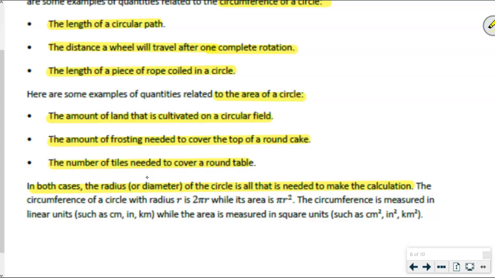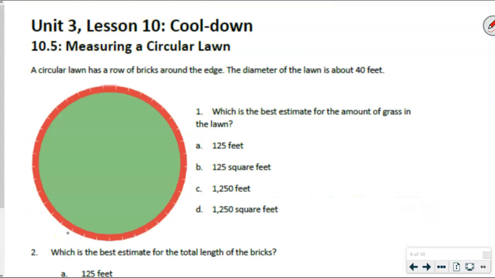If I give you the diameter, we can divide by 2 to find the radius and find the circumference. If I give you the radius, we can multiply that by 2 and use that to find the circumference. So no matter which I give you, the radius or the diameter, we can be successful in any one of these types of problems. So here is our cool down.